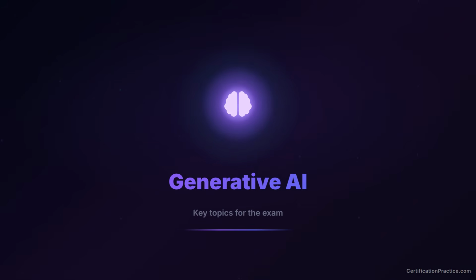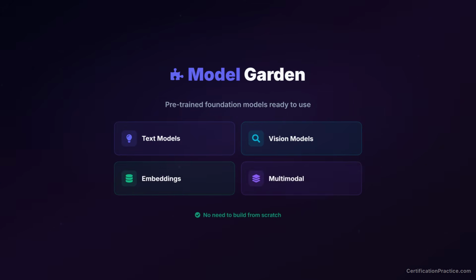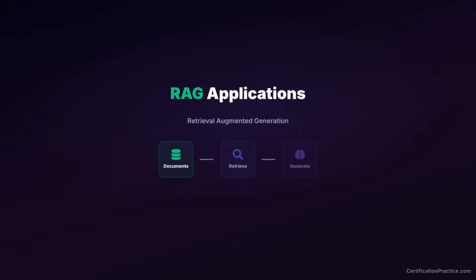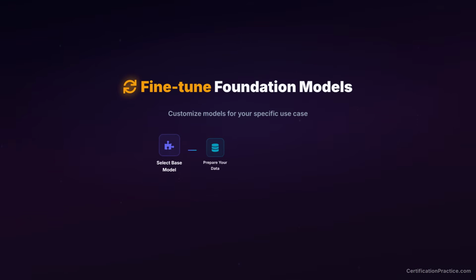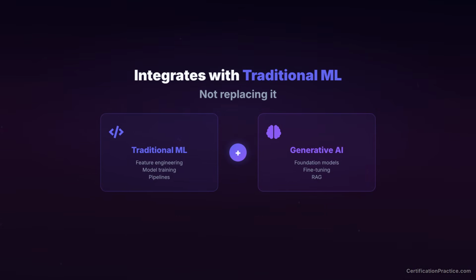Remember generative AI content? Study Model Garden for pre-trained foundation models. Understand Vertex AI Agent Builder for RAG applications. Know how to fine-tune foundation models responsibly. These topics integrate with traditional ML engineering rather than replacing it.